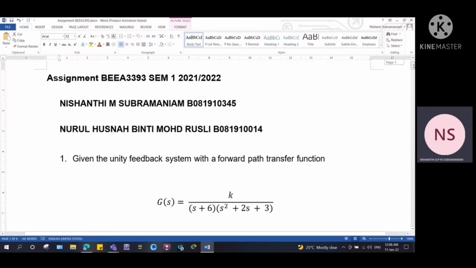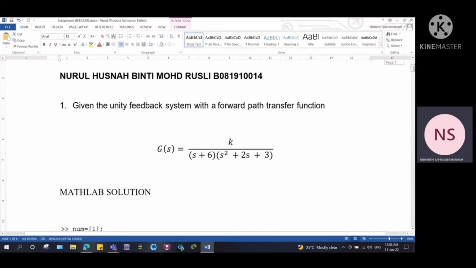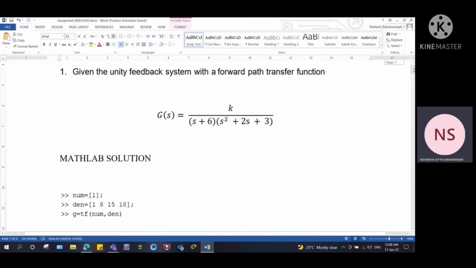So today I'm going to explain the first question in the assignment, that is, given the unit feedback system with the forward path transfer function given in the solution. The transfer function is K over s plus 6, s squared plus 2s plus 3. So this is our transfer function, and this question has four small questions inside the one question.